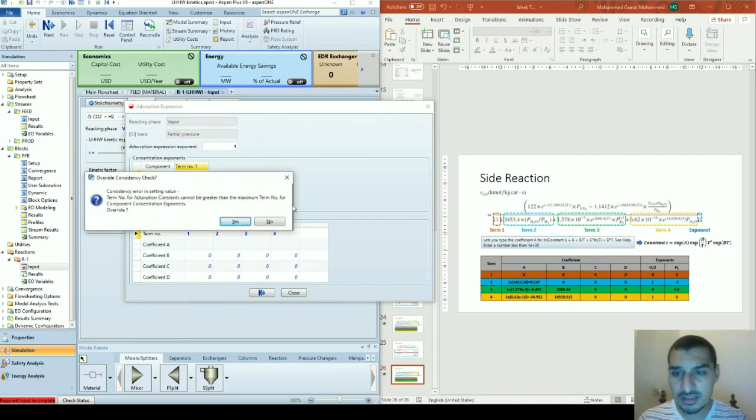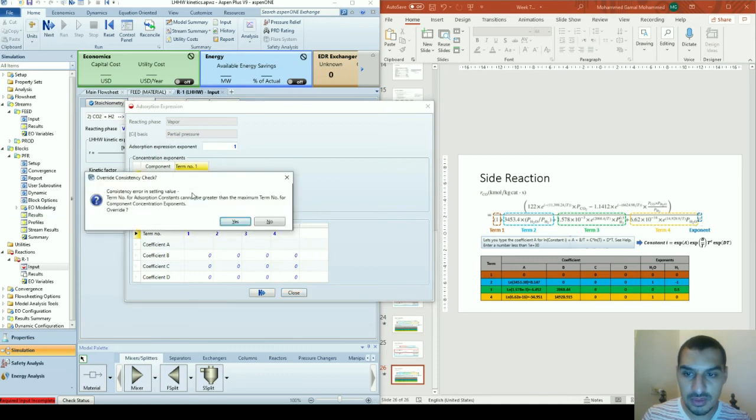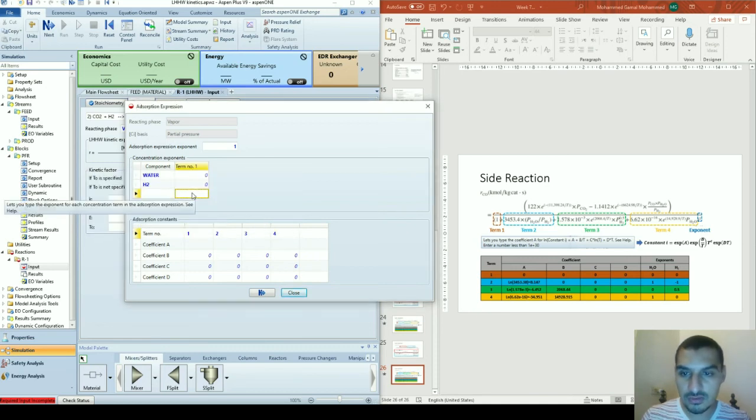This error is kind of common error. It's not a problem, just mentioning that the maximum number of terms cannot be or the adsorption constant cannot be greater than the maximum number of terms. It means that the number of terms here has to be equal to the number of terms here. So we have 4 here, so we need to add 4 here. So it's not a big deal. You can still work with it. So for the exponents, I have for term number 1 0 and 0. And it's gonna add a new column.